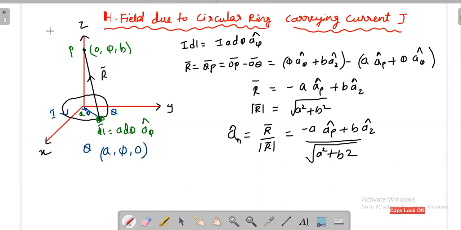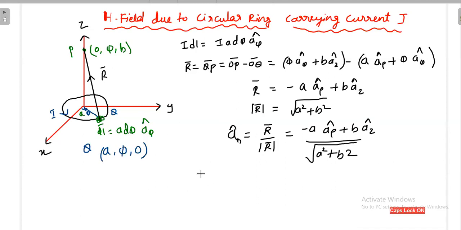So I have to find the cross product of these two things. What is the cross product of dl vector and a_R cap vector? Because that will be available in the numerator. Once you want to finally calculate the magnetic field, this term will be in the numerator. Before integration, we have to replace this vector by its equivalent value, so we have to calculate dl and a_R cap separately. So what is dl? dl is I a dφ a_φ cap.